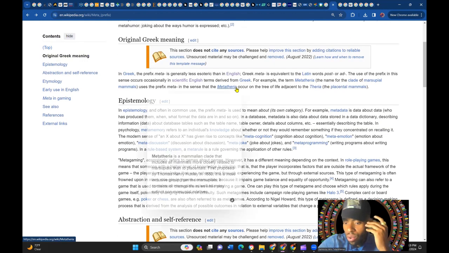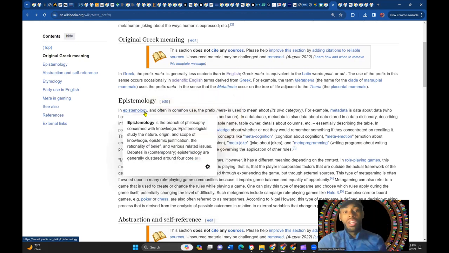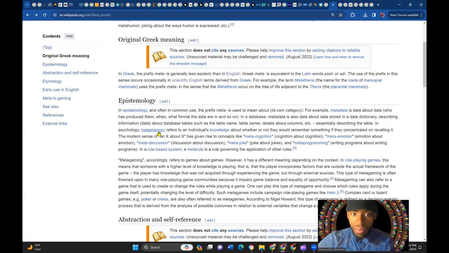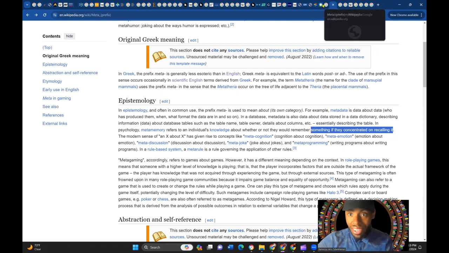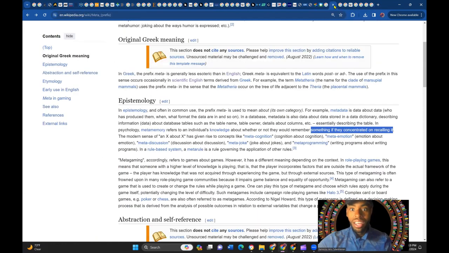So this has to deal with a field called epistemology, where basically you have logic, the study of, and you have episteme. Epistemology is basically you studying how they got to that knowledge. You're studying the nature of literally how did they get to the knowledge. So it's data about data. Meta memory refers to individuals' knowledge about whether or not they would remember something if they concentrate on recalling it. Meta memory, metabolism. Okay. Just want to show you how you have to incorporate these things in you.